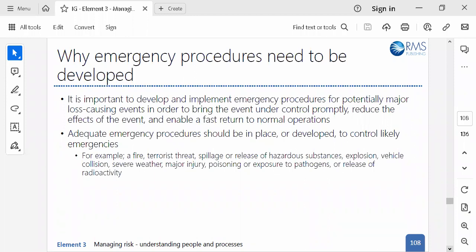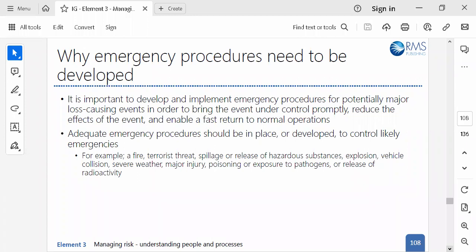It is important to develop and implement emergency procedures for potentially major loss-causing events in order to bring the event under control promptly, reduce the effect of the event, and enable a fast return to normal operations. Adequate emergency procedures should be in place or developed to control likely emergencies. For example, a fire, terrorist threat, spillage, release of hazardous substances, explosion, vehicle collision, severe weather, major injury, poisoning, exposure to pathogens, or release of radioactivity.